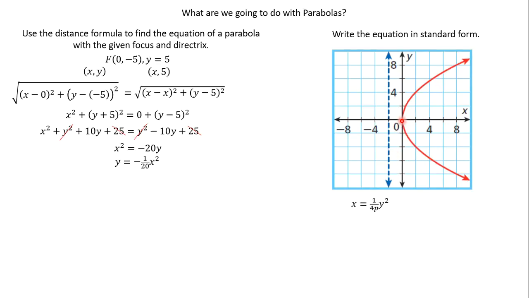We don't have a focus, so we can't go from the vertex to focus, but we can go from the directrix to the vertex. What's this distance? Well, the directrix is at negative 2, so p equals 2. Because to get from negative 2 to 0, we're going plus 2. Just plug this in for p. X equals 1 over 4 times 2 y squared. Multiply. X equals 1/8 y squared. There's the equation in standard form.